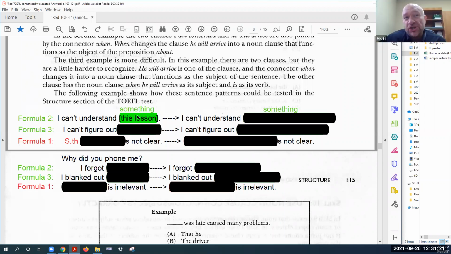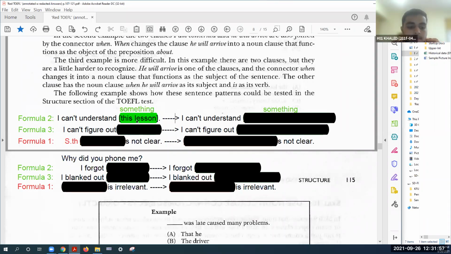Okay, now let's change this lesson to a clause. I can't understand. Put a preposition, something. A clause needs a connector, subject, and verb. Maybe anybody else have an idea? How can we change this lesson into a clause? We need a connector, a subject, and verb. I can't understand this lesson.